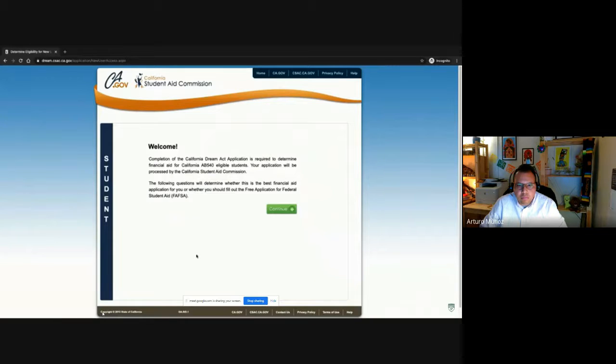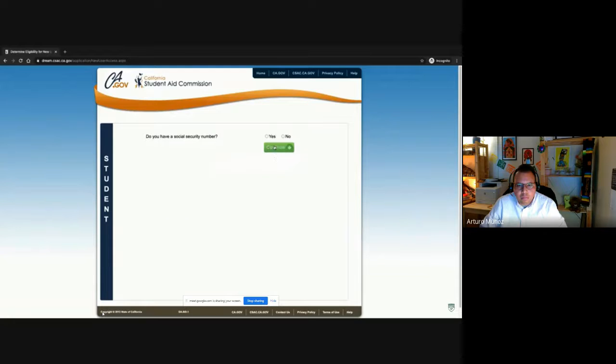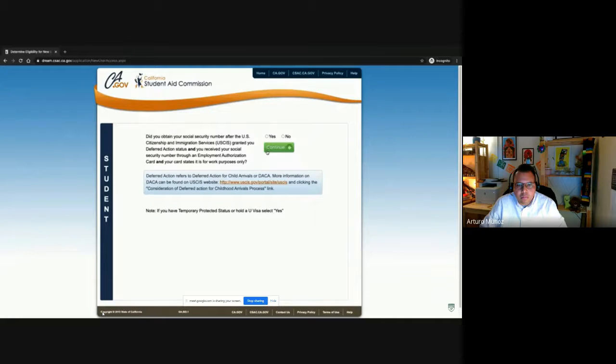Students who have a Social Security number that was issued after completing the Deferred Action for Childhood Arrivals process, or DACA, should file the DREAM Act application. The DREAM Act application is separate from federal aid, and DACA status is not required to file.